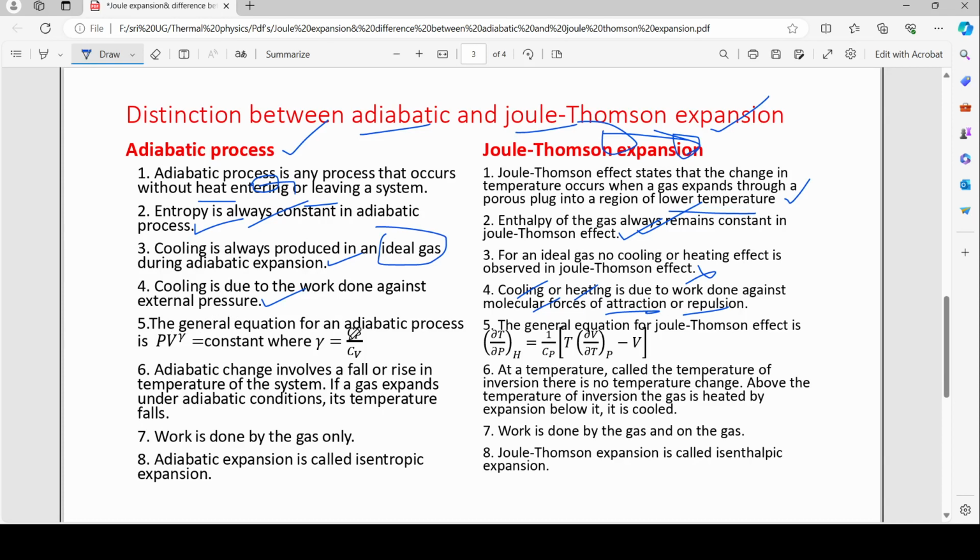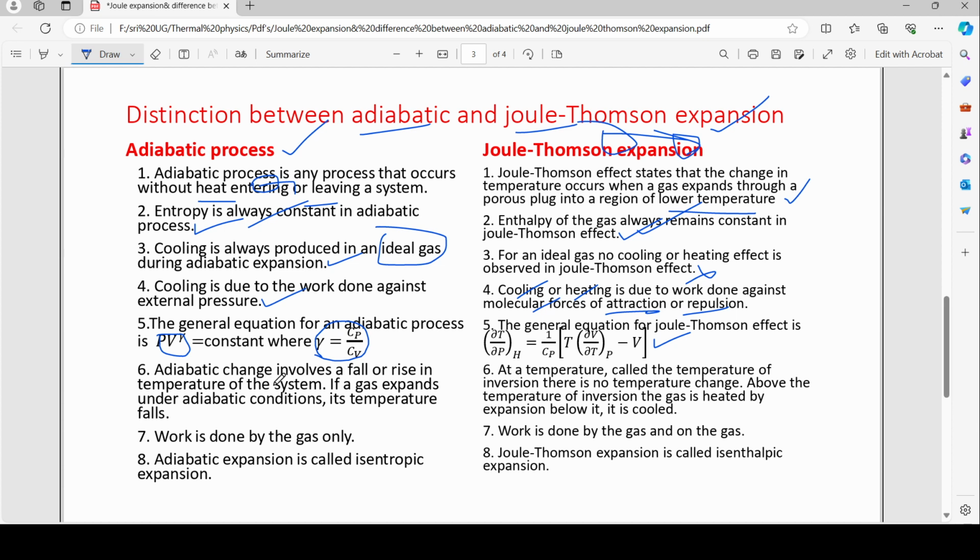The general formula for an adiabatic process is PV^gamma is always constant. Their product PV^gamma is always constant, but gamma is what? Cp by Cv. The general equation for the Joule-Thomson effect is (∂T/∂P) at constant enthalpy equals 1/Cp times [T(∂V/∂T) at constant P minus V]. So it is the Joule-Thomson effect equation. Please keep it in mind.